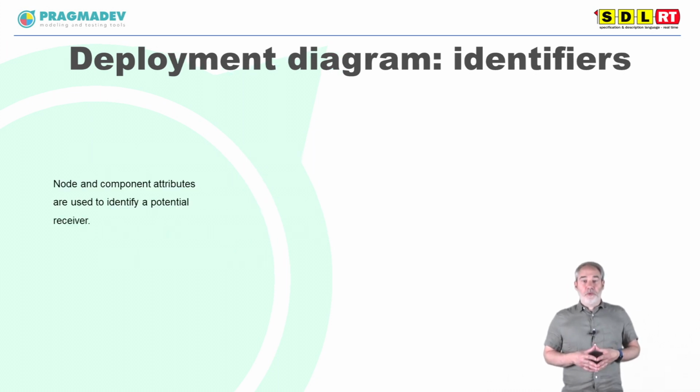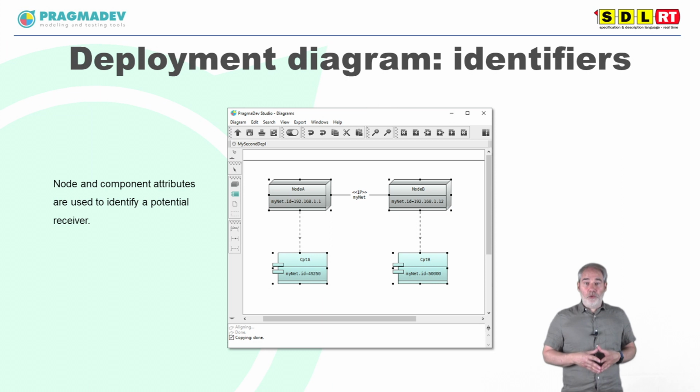Node and component attributes are used to identify a potential receiver. In this example, CPTB can connect to CPTA via mynet connection by using node.a.mynet.id attribute and cpta.mynet.id attribute.